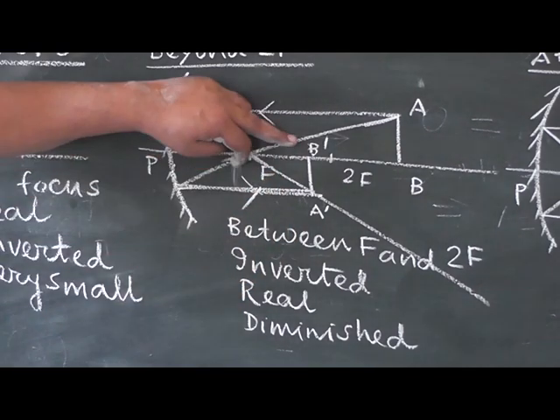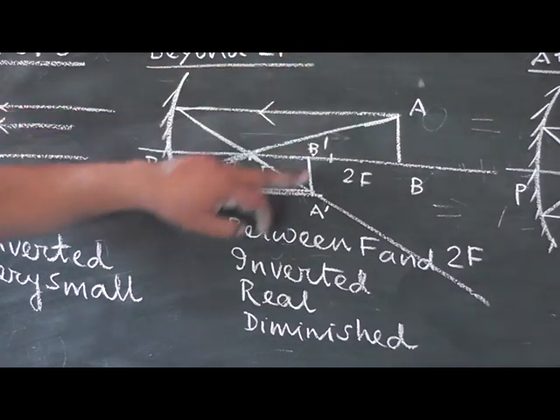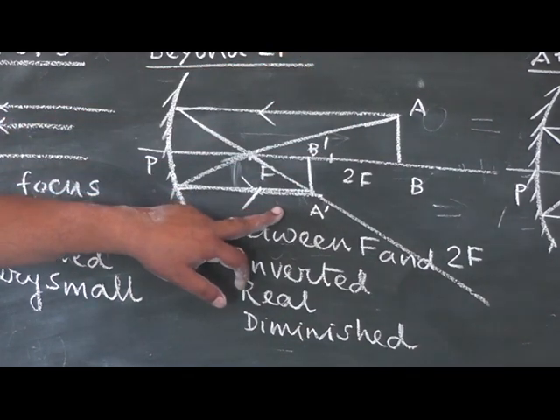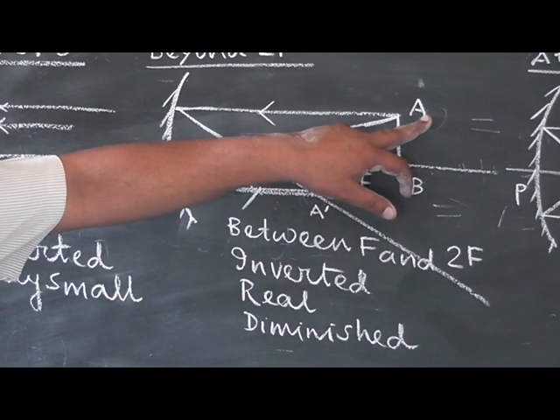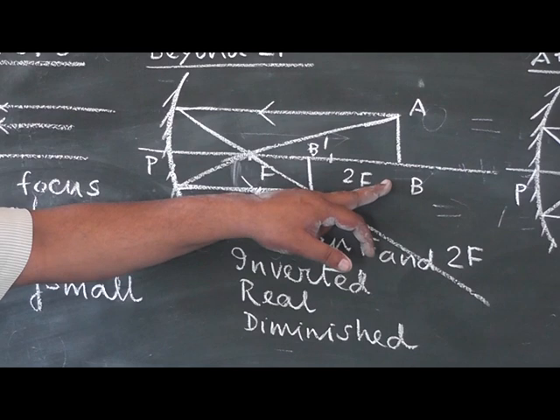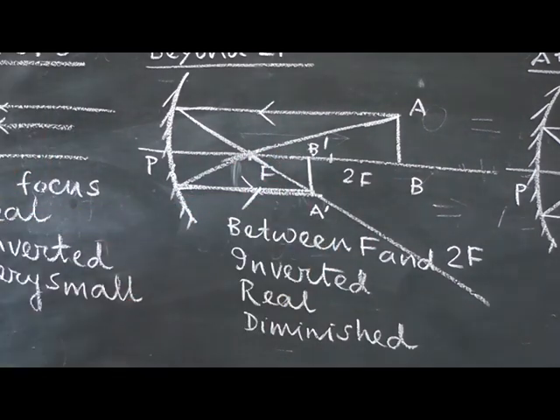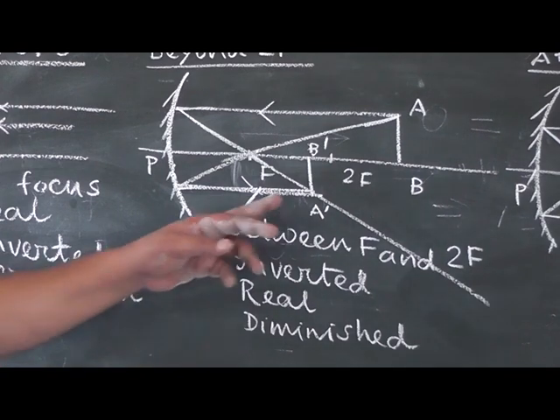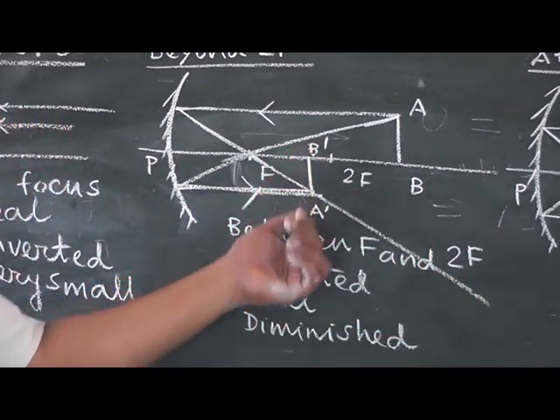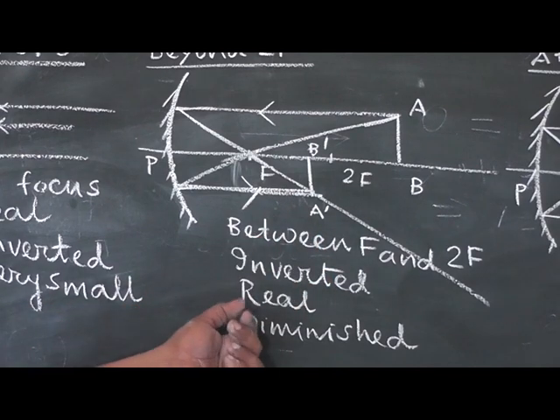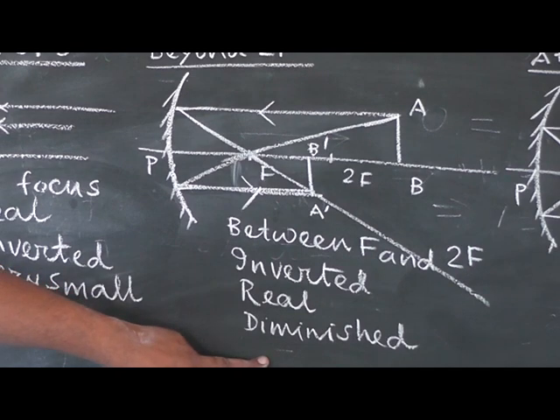That is what we see, that these two rays coming from the point A after reflection are meeting at the point A dash. That is, we can say A dash is an image of the point A, and similarly for all other points, and ultimately we will get an image A dash B dash of the object. And we see that the image is formed between F and 2F. It is inverted, it is real, and it is shorter than the object, that means it is diminished in size.